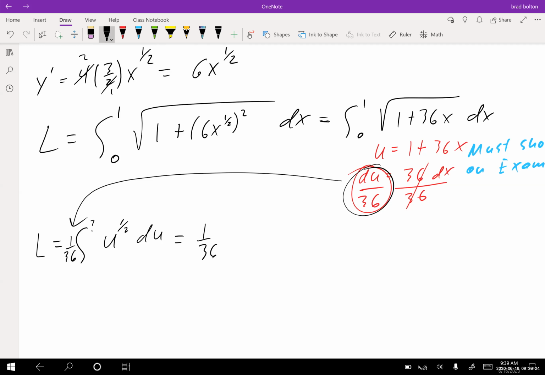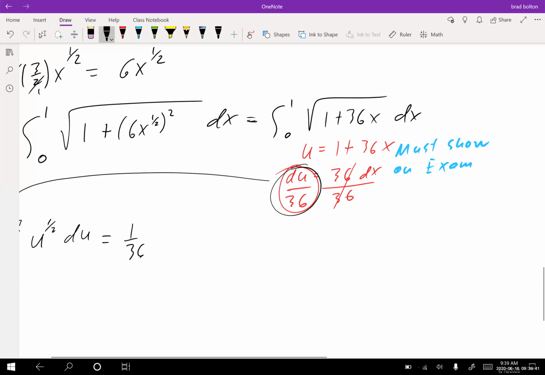Also, remember, we don't know our limits of integration. For u, you have two choices. You can either stick to 0 and 1, but then you absolutely must plug back in whatever you said u was. If you want to stick with u, then you change your limits of integration.